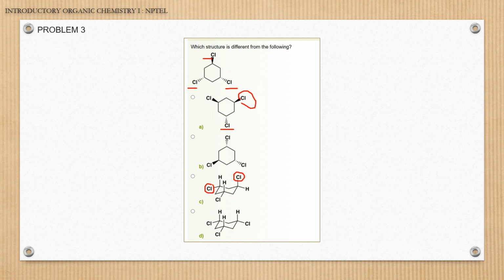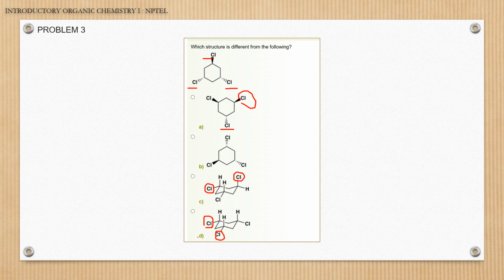The relationship is the same as well, 1, 2, 3, 4, 5. As you can see, 1, 2, 3, 4, and 5. So in option D, it is the only option where you can see all three chlorines are present below the plane, which is not the same as in the case of this structure. So which will be the correct answer now? I think D. Yeah, D is the correct answer.